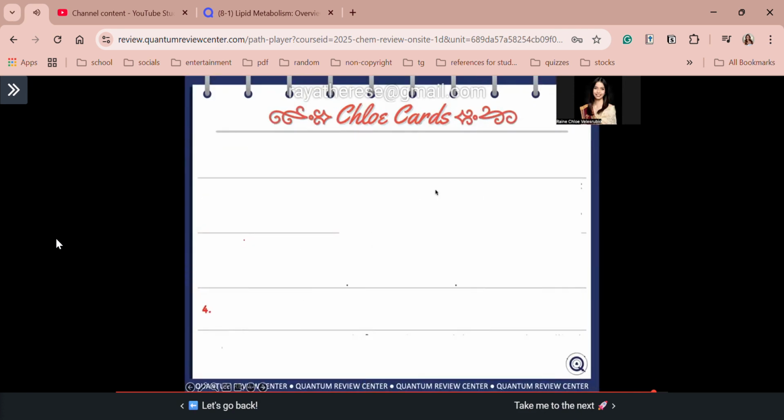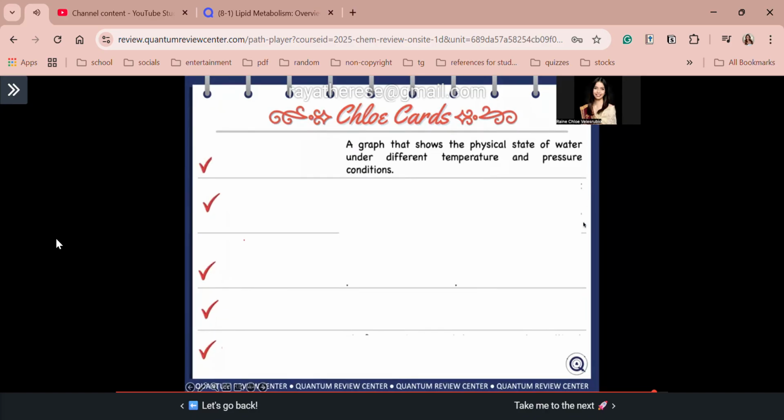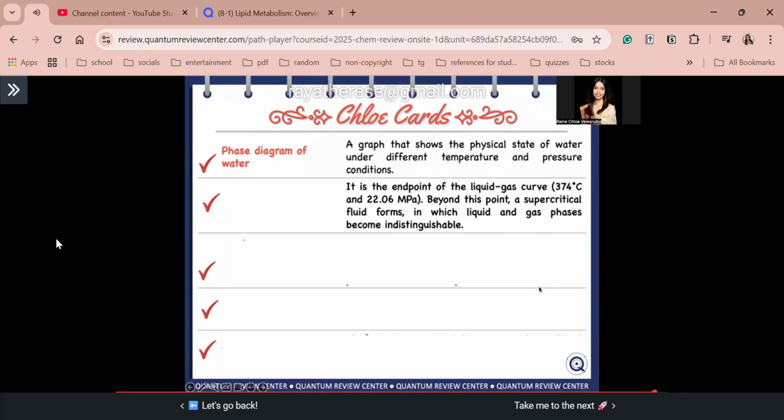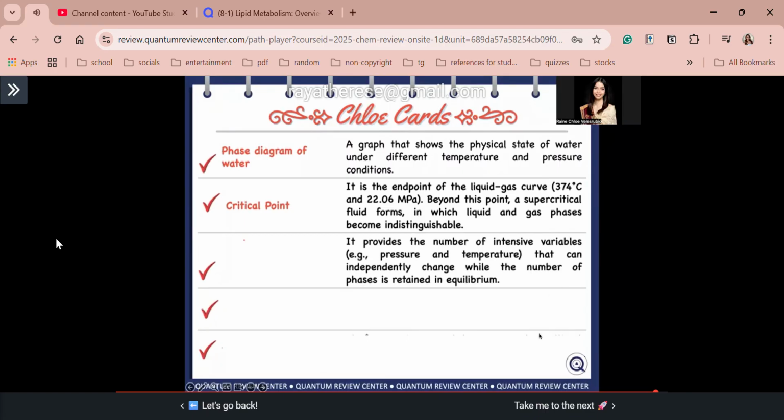Okay, so let's answer these questions. It is a graph that shows the physical state of water under different temperature and pressure conditions. Guys, what could this be? Right, it is a phase diagram of water. Next, it is the endpoint of the liquid-gas curve, and beyond this point a supercritical fluid forms in which liquid and gas phases become indistinguishable. What could that be? Very good, that is your critical point. Next, it provides the number of intensive variables that can independently change while the number of phases is retained in equilibrium. That is your Gibbs phase rule.